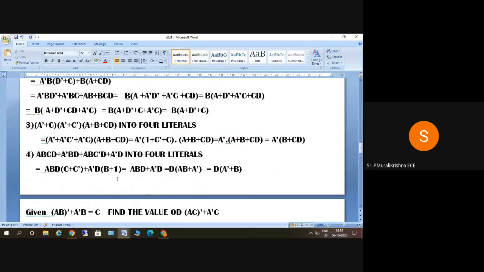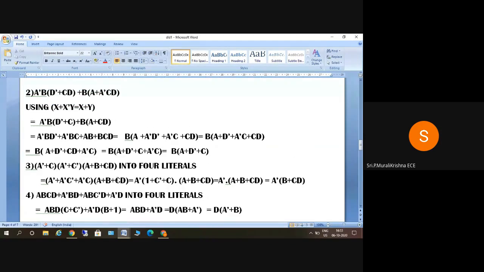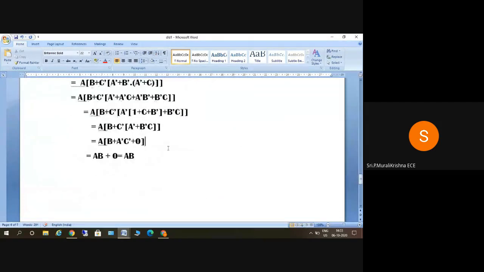So I'm checking the further simplifications. If anything is there, we'll see. A bar B into D plus CD B plus... fine, that we are done. Next, with the next simplification.